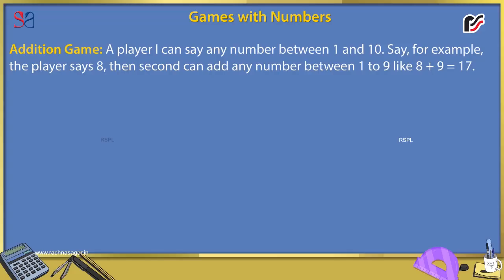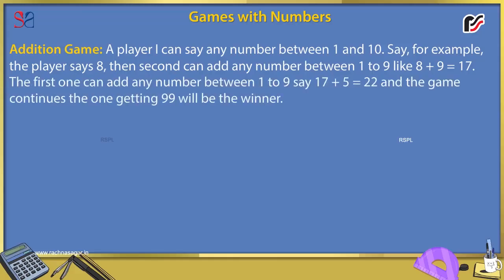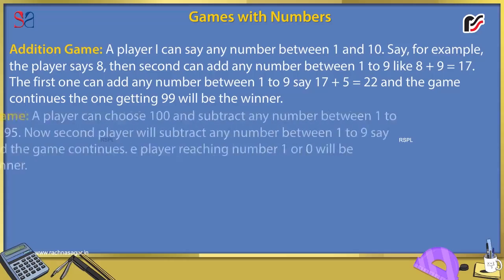Addition game. Player 1 can say any number between 1 and 10. Say for example, the player says 8. Then the second can add any number between 1 to 9, like 8 plus 9 is equal to 17. The first one can add any number between 1 to 9, say 17 plus 5 is equal to 22, and the game continues. The one getting 99 will be the winner.